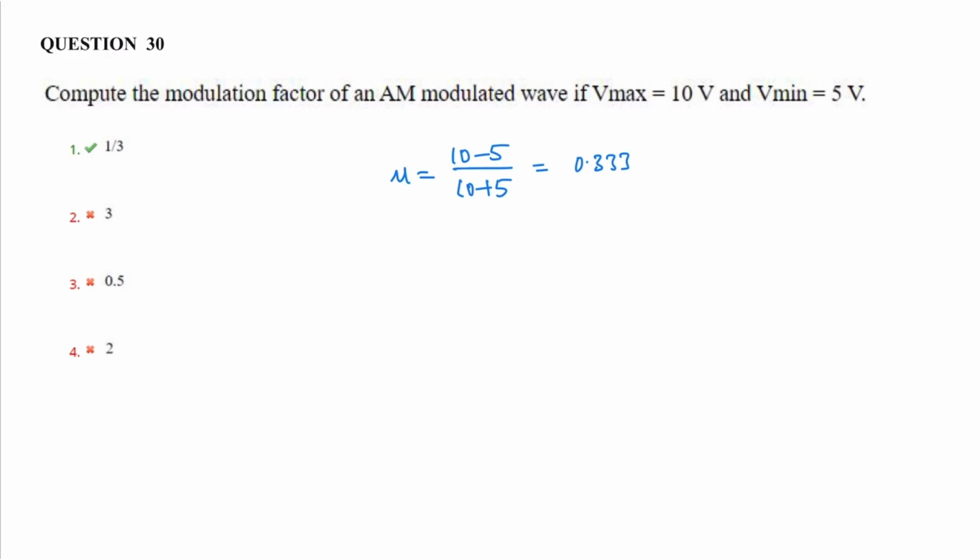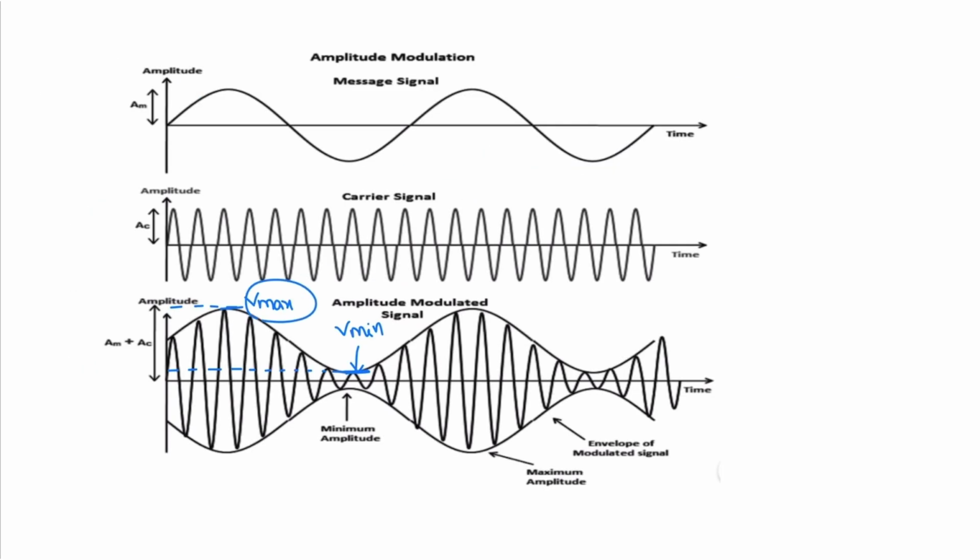Modulation index is 0.33. The modulation index of an AM signal is V maximum minus V minimum by V maximum plus V minimum. So V maximum and V minimum are the maximum and minimum values in the amplitude modulated signal.